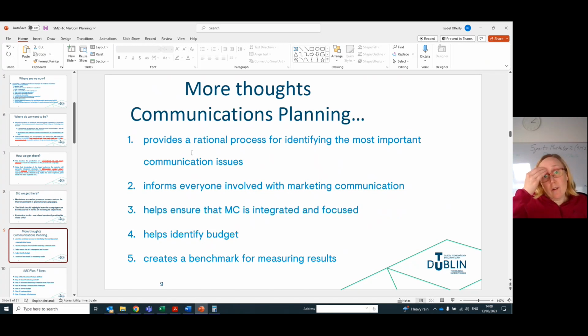So more thoughts on comms planning. It provides a rational process for identifying the most important communication issues, and informs everyone involved with MarCom. So the plan, the creative brief, can be sent to everybody to say, look, this is what we're following. If you're working on this campaign and you're developing something as part of it, it has to fit within this. Again, it's the orchestra working together. It helps ensure that the MarCom is integrated and focused, helps identify budget, and creates a benchmark for measuring results.